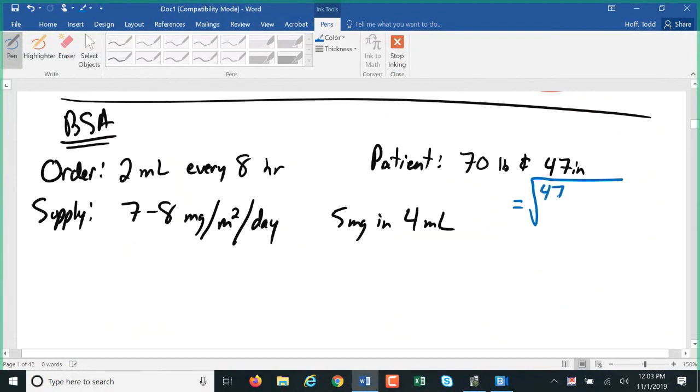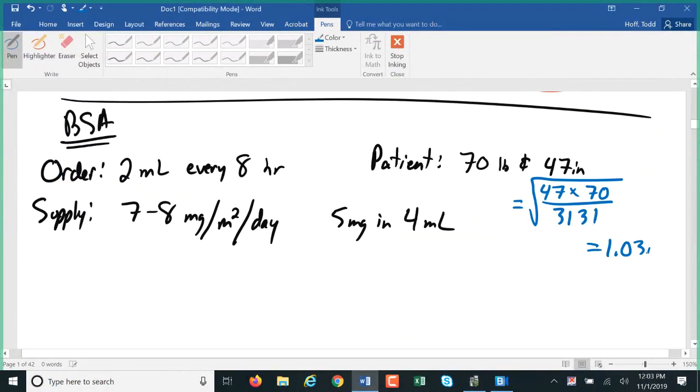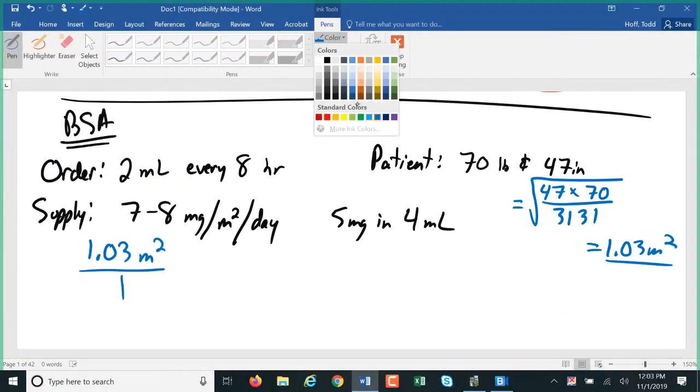Then we have 47 inches tall times 70 pounds, divided by, since those are standard, 3131. Square root of 47 times 70 divided by 3131 gives us 1.03 square meters. It's our body surface area. So 1.03 meters squared is where we start our calculation.